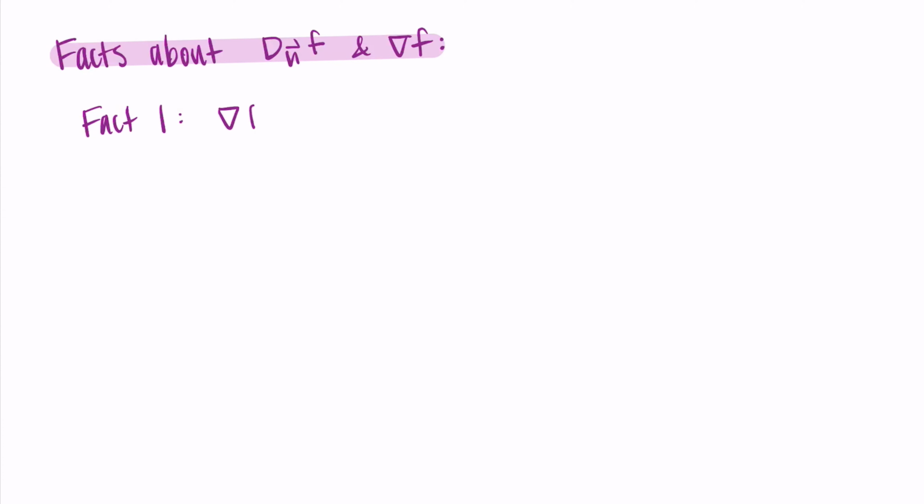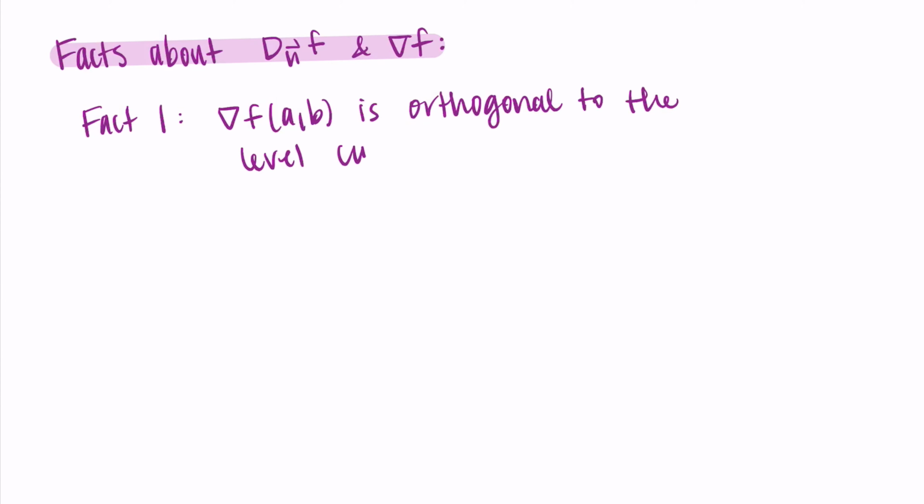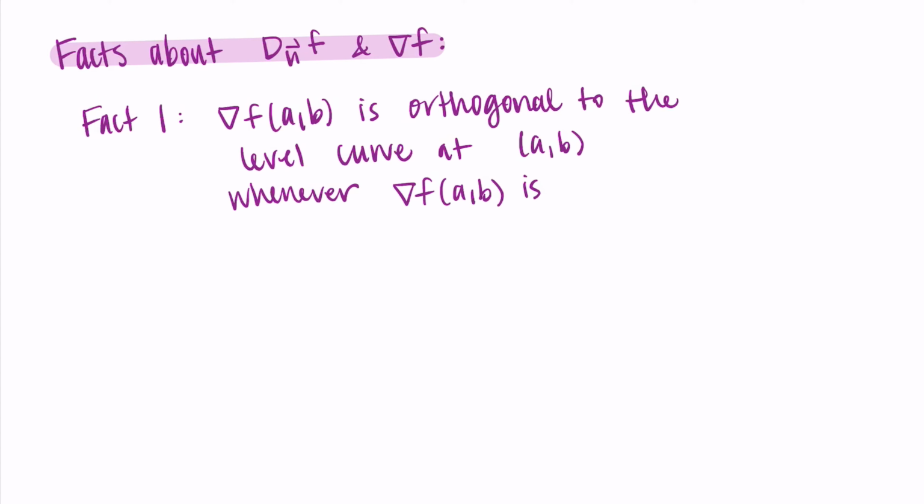So the first fact is that the gradient of f at a specific point a and b is going to be orthogonal to the level curve at that point. And this is true whenever the gradient is non-zero. So as long as we have a gradient that's not 0, whenever we look at that gradient, it's giving us an orthogonal vector to the level curve at our point.